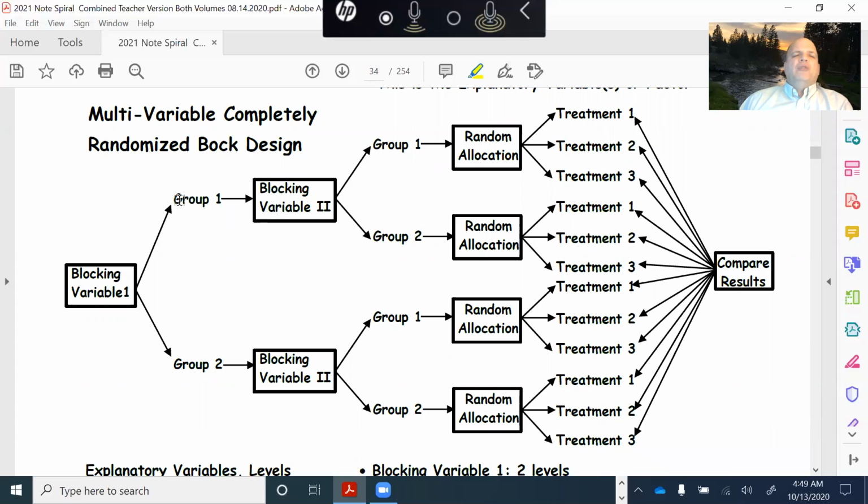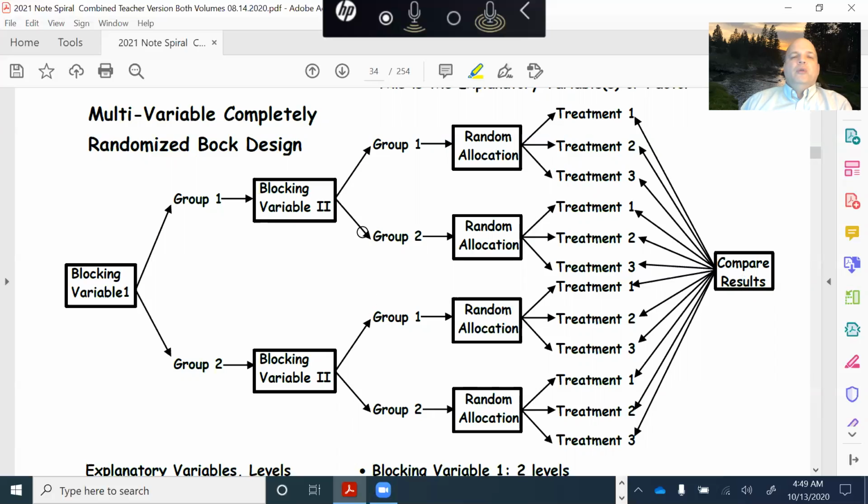So perhaps I block on gender and I have female and male. Then perhaps I block on an age variable, so over 40, under 40, and then I have my drug treatments, which are randomly assigned. Once again, I'm randomly assigning treatments within the blocks. So the blocks come first, then the random assignment. So here I have 3 variables. The first variable being gender. The second variable we said was age. The third explanatory variable in this case would be the drug treatment. And then we'd have our response variable, whatever it was that we're comparing at the end.